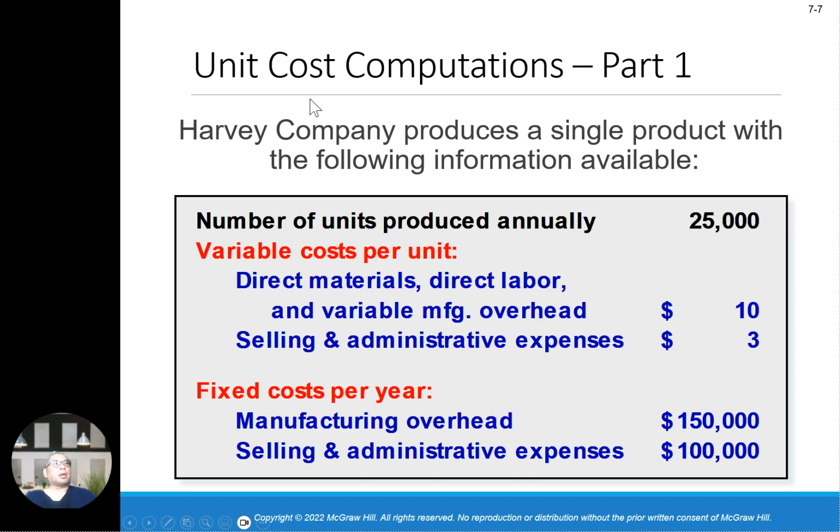Harvey Company, unit cost computation, part 1. Harvey Company produces a single product with the following information available. Number of units produced annually is 25,000. Variable cost per unit for materials, labor, and variable manufacturing overhead is $10. Selling and administrative expense is $3. Fixed cost per year for manufacturing overhead is $150,000. Selling and administrative expense is $100,000.